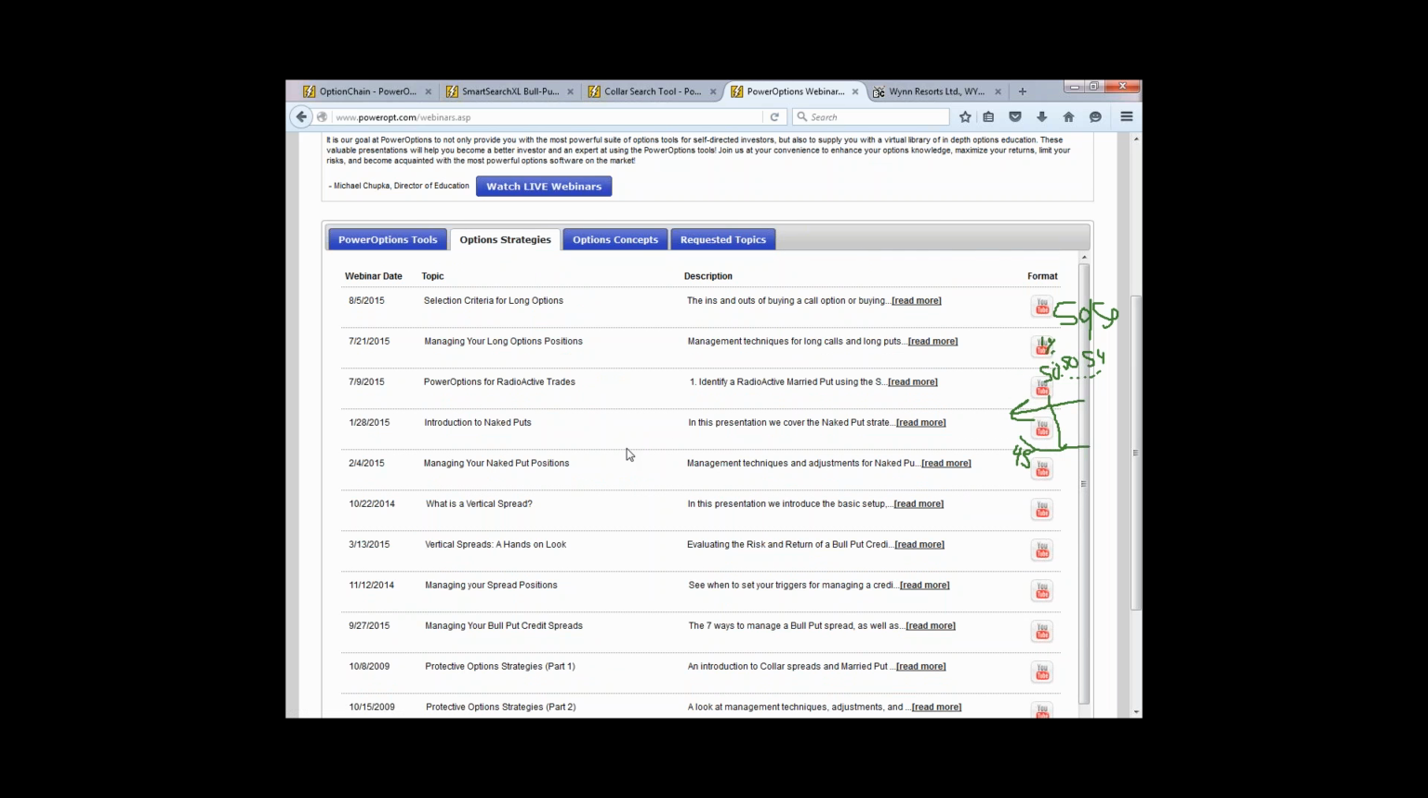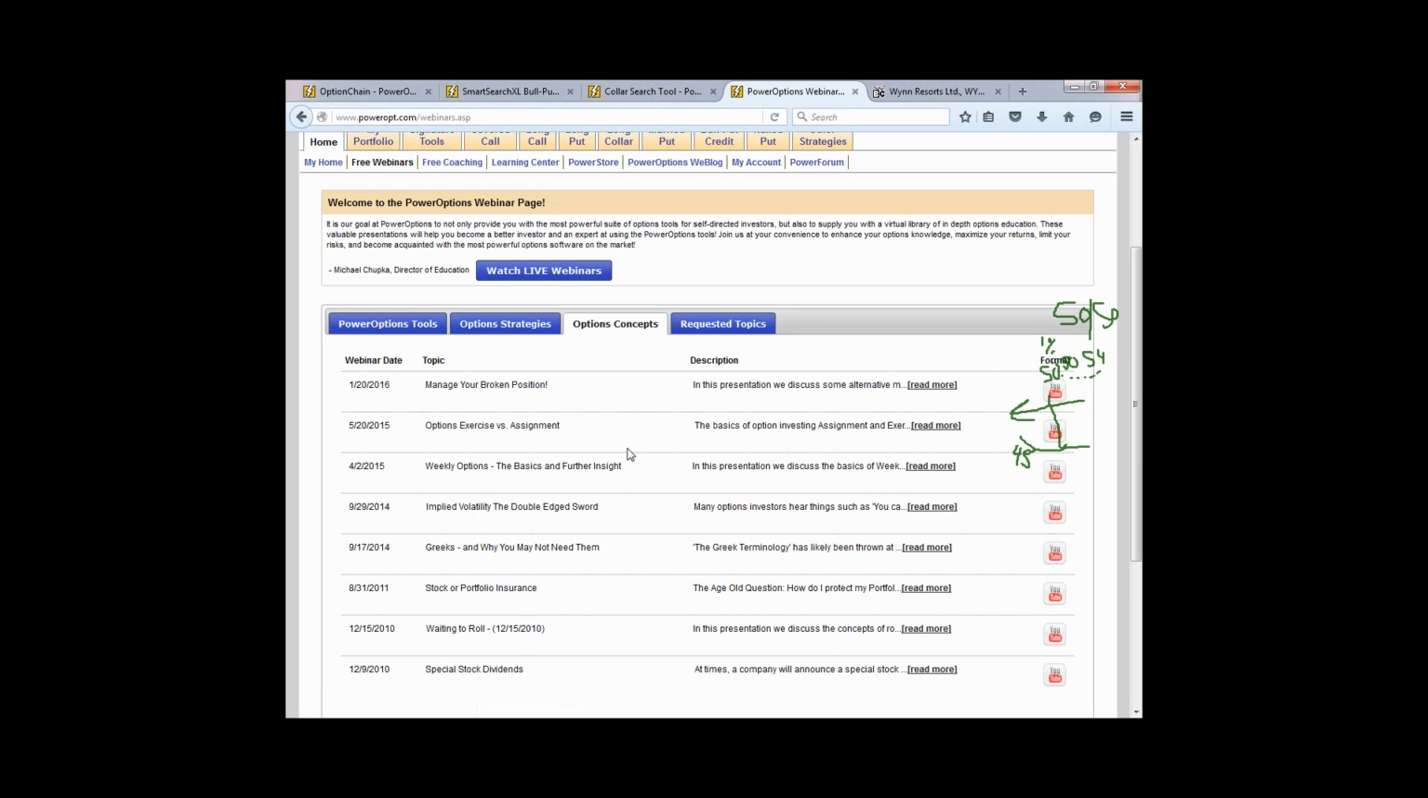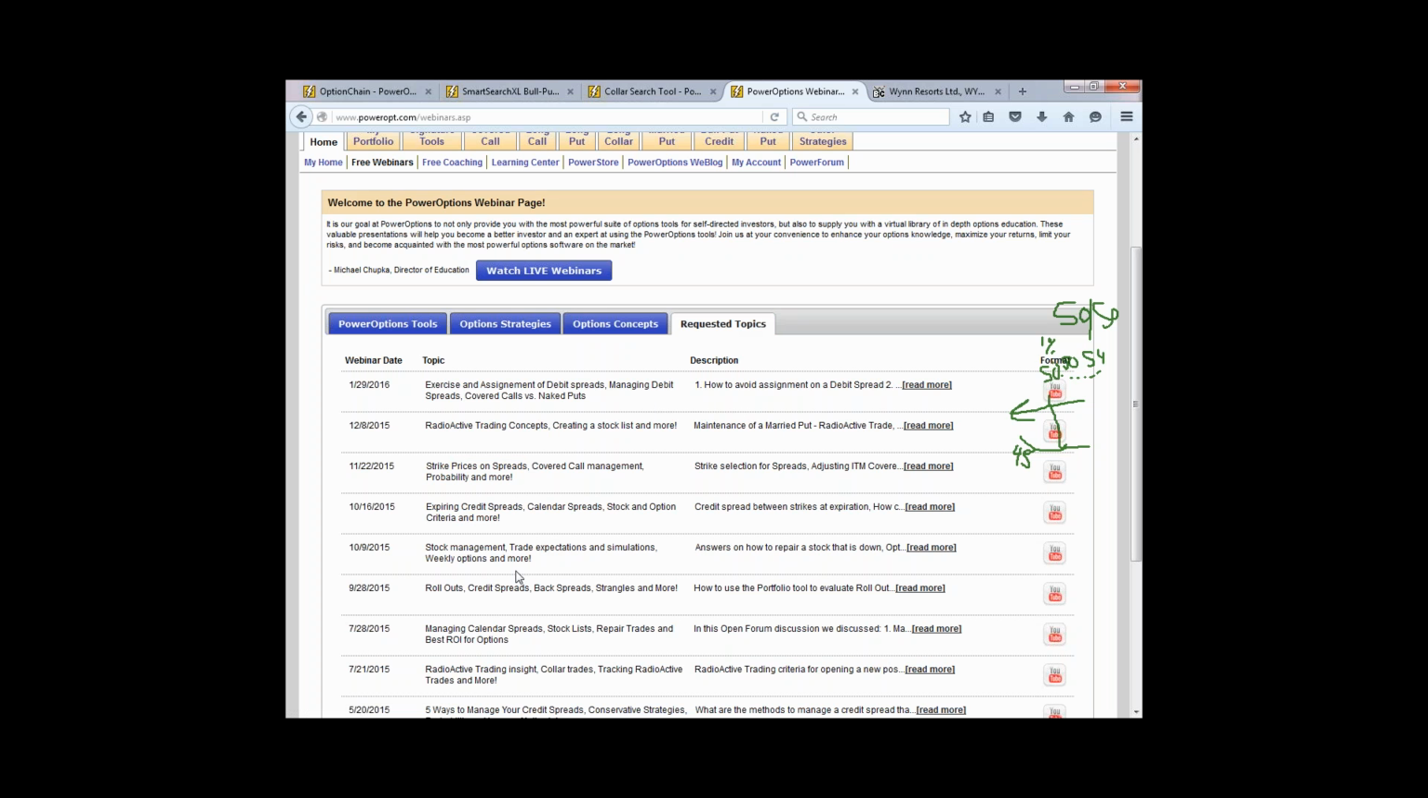The second step is, if you know your strategies already, and your strategy is listed here, if you're looking at long options, naked puts, vertical spreads, and so forth, go into the options strategies section as well. There's some useful information in the options concepts. If you have a stock that's fallen in price, there's a webinar on what steps we use to manage our broken positions. Exercise versus assignment, weekly options, implied volatility, Greeks, and so forth. Okay, and then a lot of random topics thrown into our requested topics section, which is the Friday webinars that are archived for you as well.